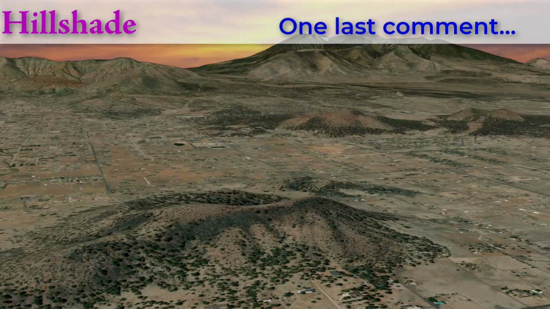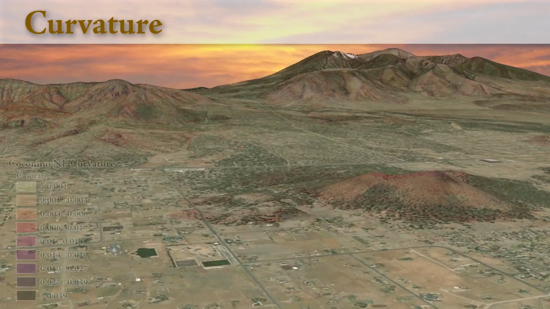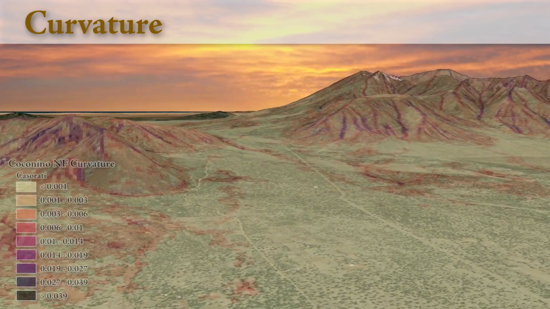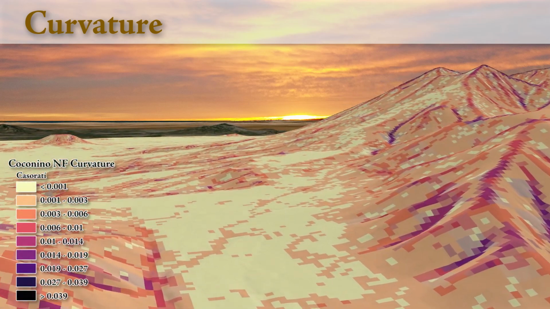Now let's turn to our last surface analysis topic, landscape curvature. Now, curvature can be used for many purposes. In fact, there's a lot of ways to define it. There are versions that tell you generally how bent the landscape is at some point.